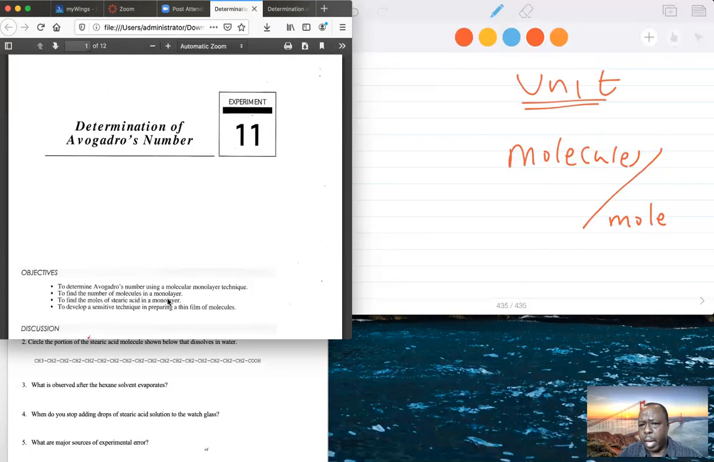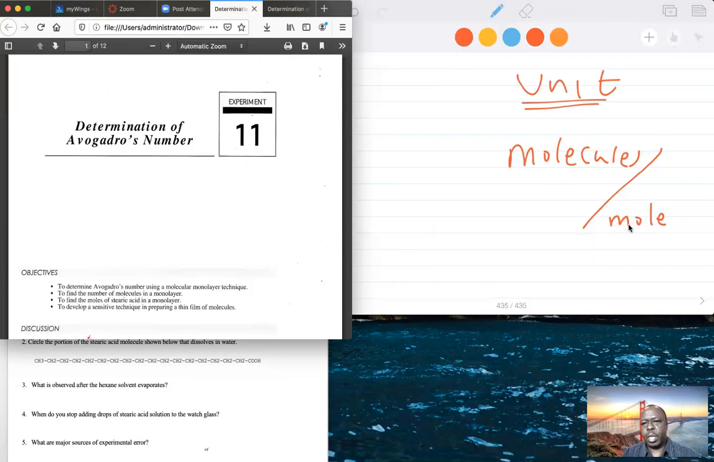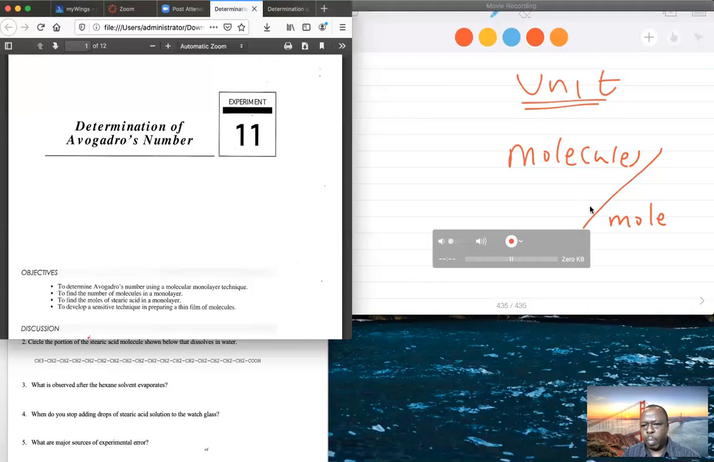And we divide the two numbers. At the top is the number of molecules, at the bottom is the number of moles. If we have those two numbers, then we are set to calculate Avogadro's number. It may sound straightforward, but there are some steps we normally follow. Part A is to find the number of moles, and part B is to find the number of molecules in what we call a monolayer.